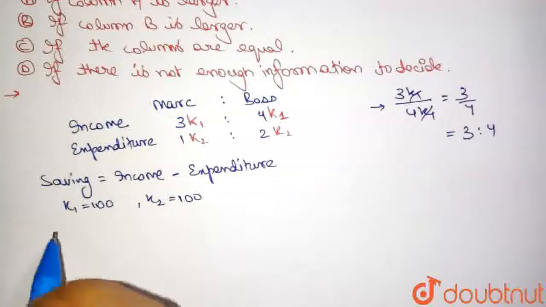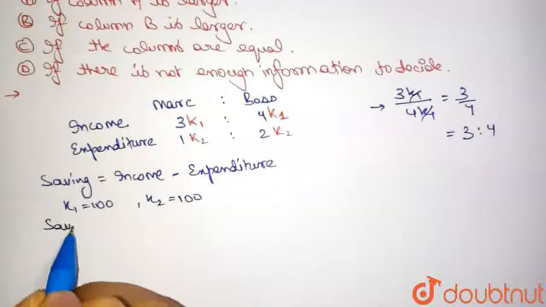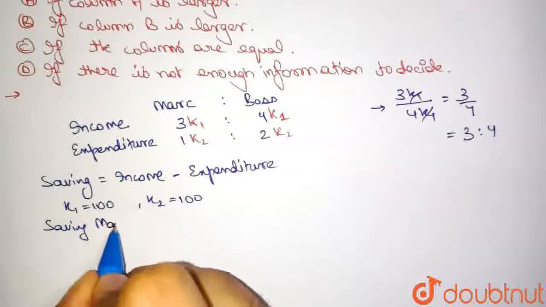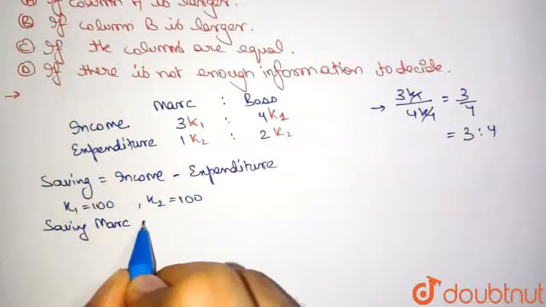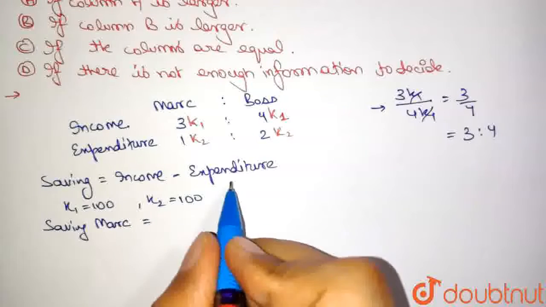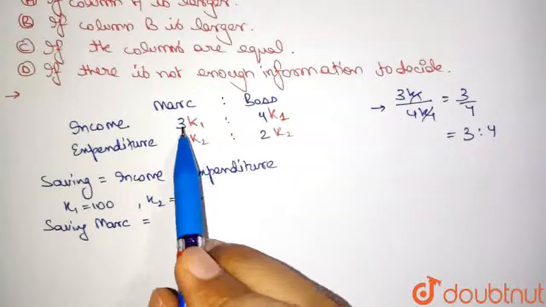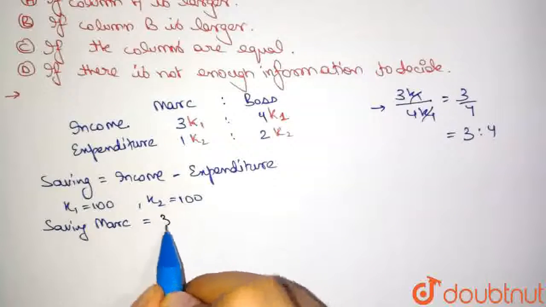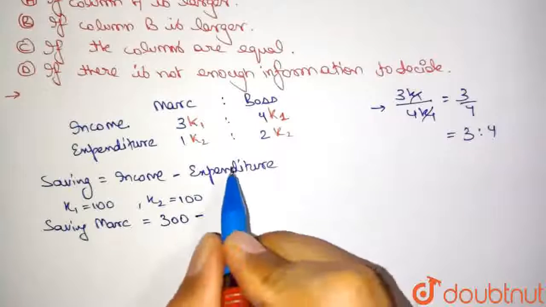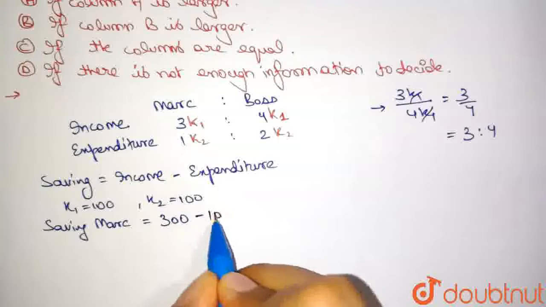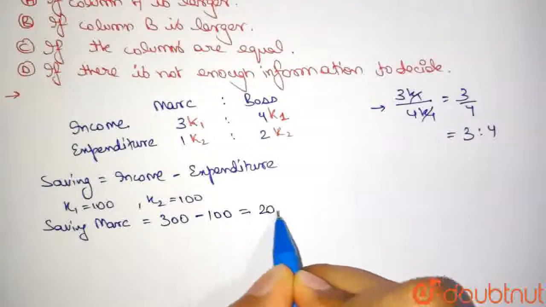So I can say that the saving of Mark in this particular case is equal to income minus expense. If k1 and k2 are 100 and 100, his income is going to be 3k1, so 3 times 100 is 300, minus expense. Expense is 1 times k2, and k2 is 100, so 1 times 100 is 100. This is equal to 200.